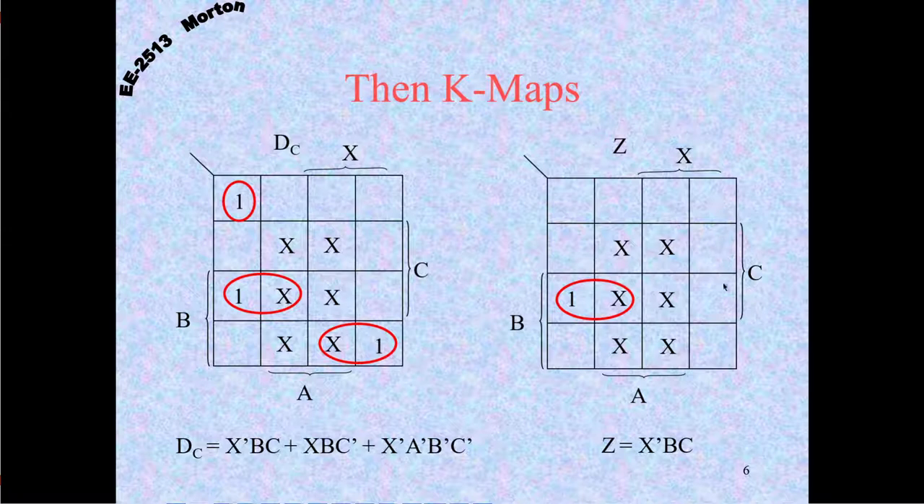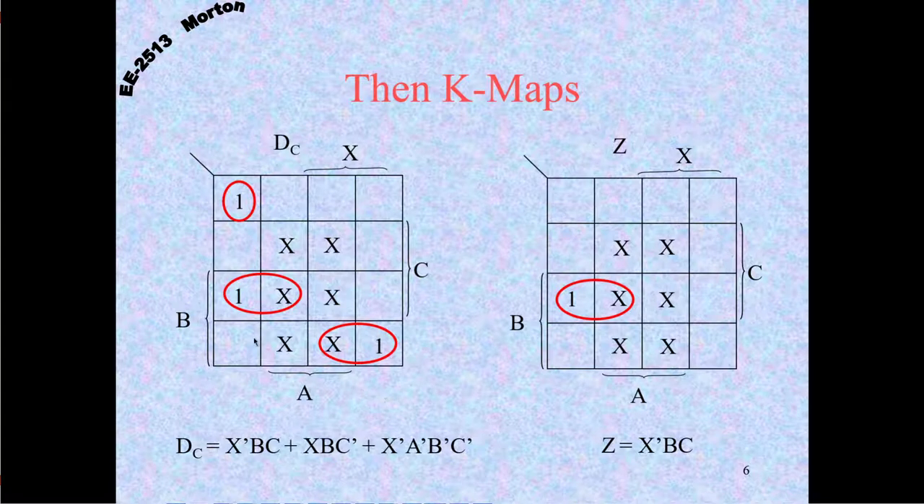C prime and B prime. Yeah, so X plus C prime, X times B times C. Well, exactly. X prime times B times C. It would be exactly this. So the SOP and the POS solutions are absolutely identical, actually. They're both X prime BC, because this could be construed as SOP form or POS form.